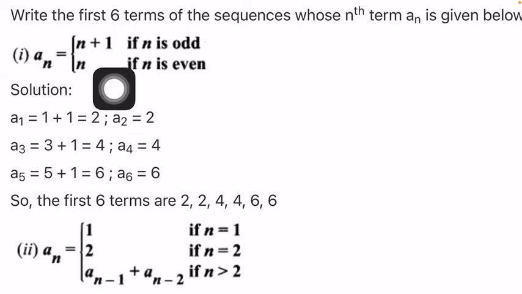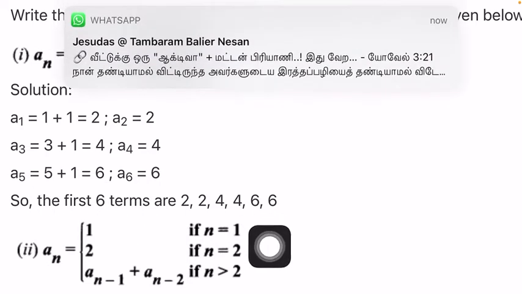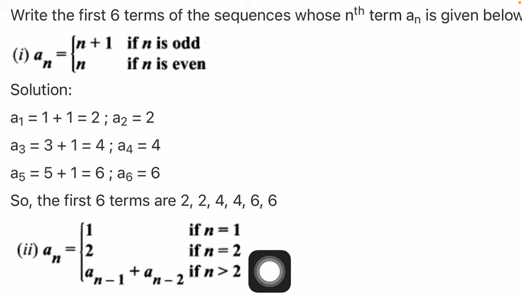a2: if n is even, 2 is an even number. If n is even, it is n alone. So, a2 is 2. And a3: 3 is an odd number. If n is odd, it is n plus 1, so 3 plus 1 is 4, and a4 is also 4. a5 is 5 plus 1, 6, and a6 is also 6. So, the first 6 terms are a1 is 2, a2 is also 2, a3 is 4, a4 is also 4, a5 is 6, and a6 is also 6. These are the first 6 terms.